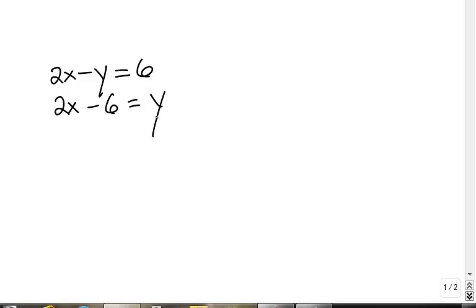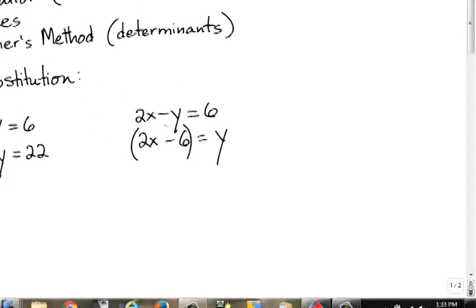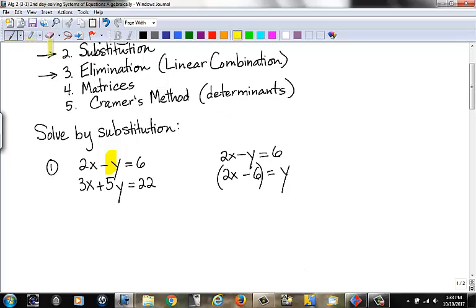Now, are you at that stage where you can follow that, or do I need to show that? Can you follow that I'm subtracting 6 and adding y? Okay, so now y is equal to that quantity. Probably a good idea to put parentheses around it. We solved for it in the first equation, so now we're going to substitute that in every place we see a y in the second equation.